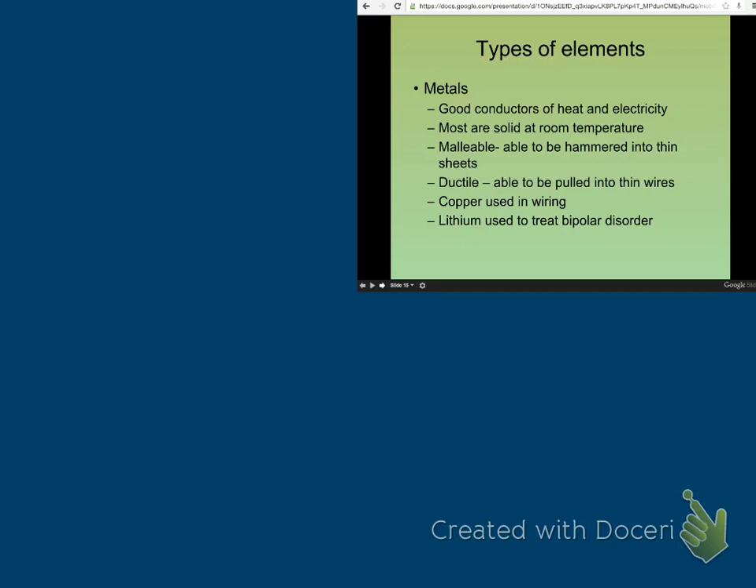Copper's used in wiring. Lithium is another metal. That's used to treat bipolar disorder. Calcium is a metal. It's used to treat a variety of conditions in humans. And there are a lot of metals that are important in the body, biologically. Sodium and potassium and calcium. If your blood levels of those metals get out of whack, some pretty bizarre things can happen.